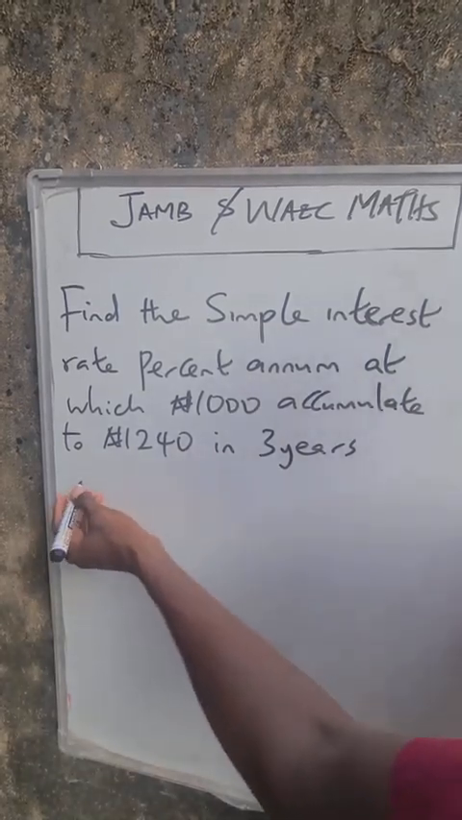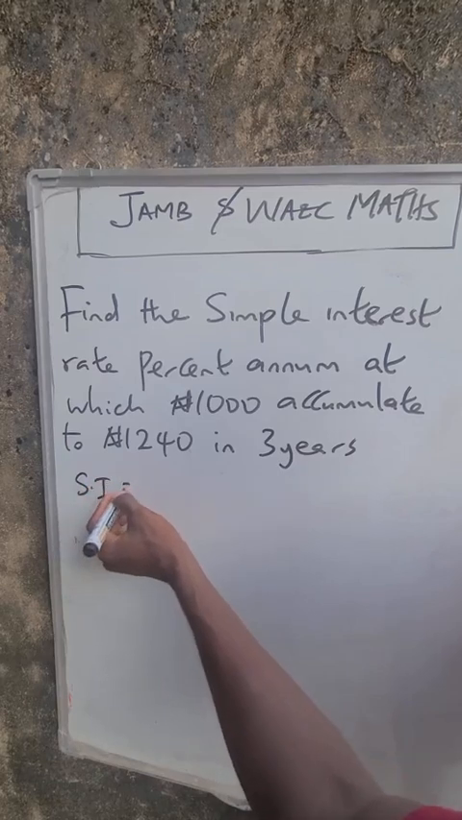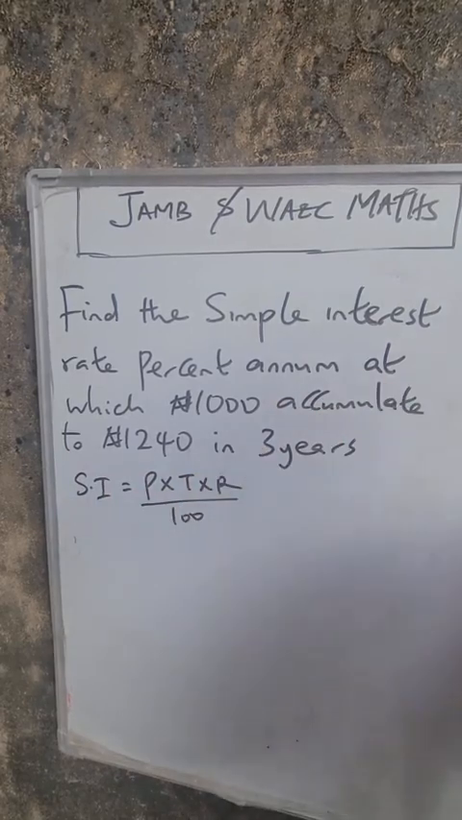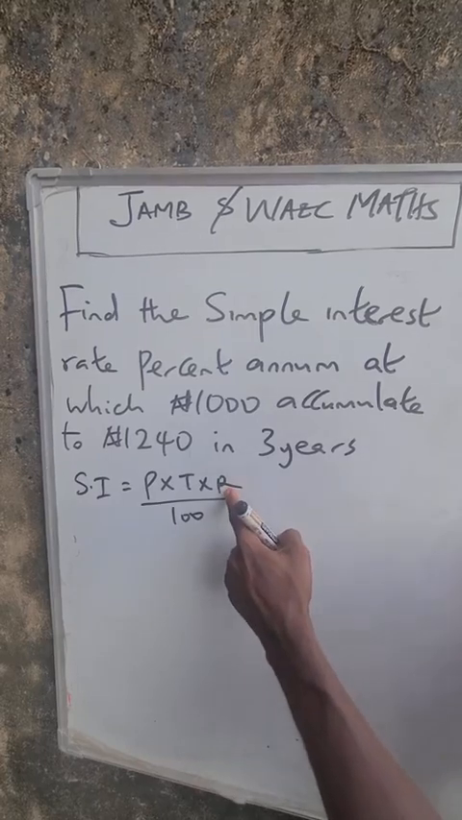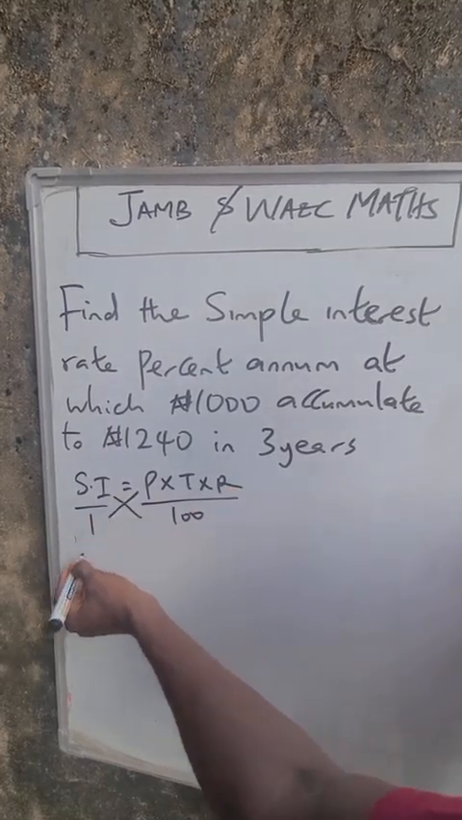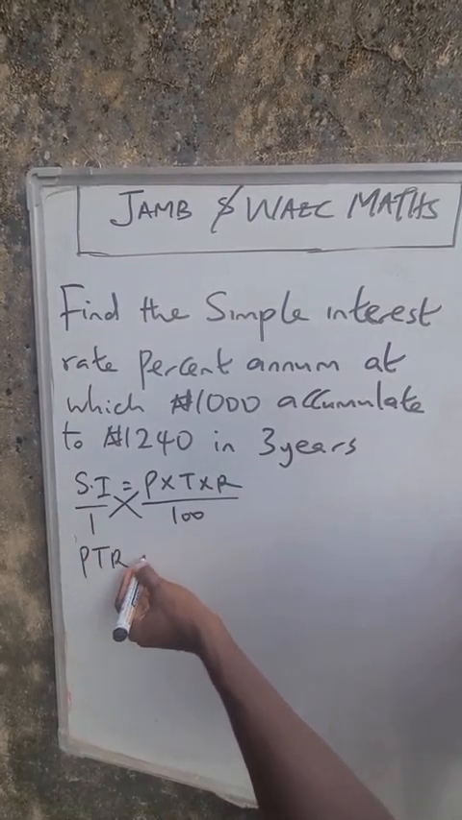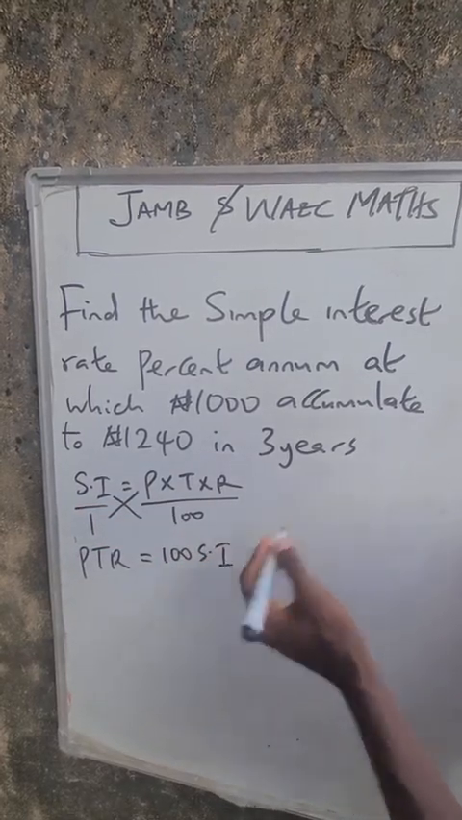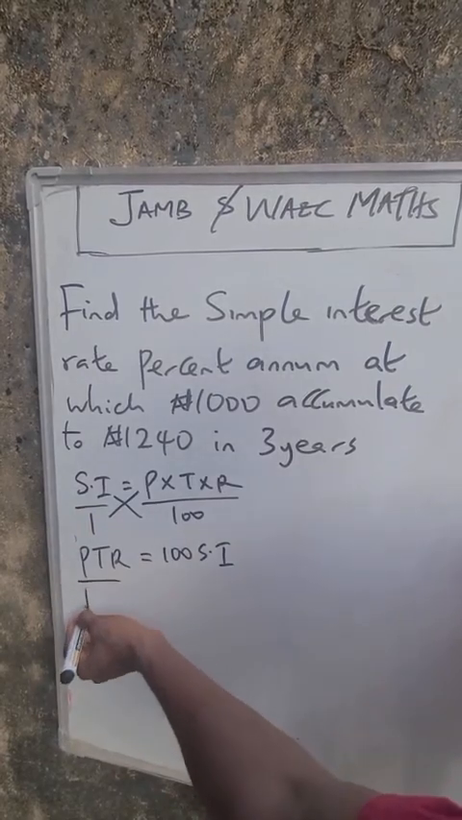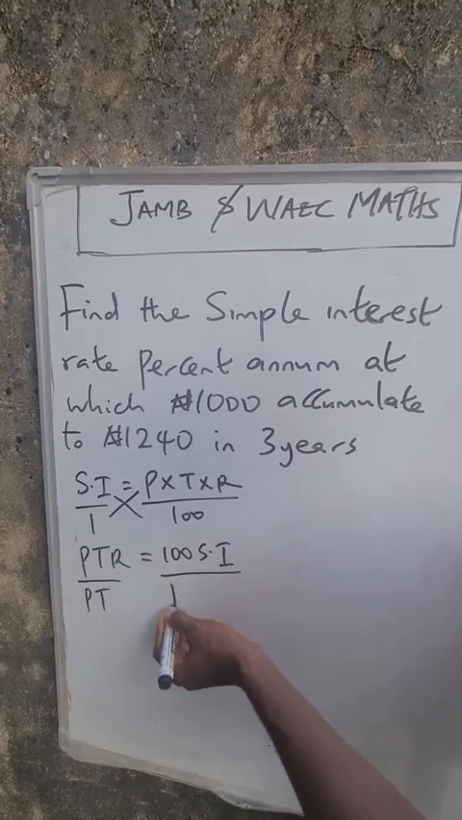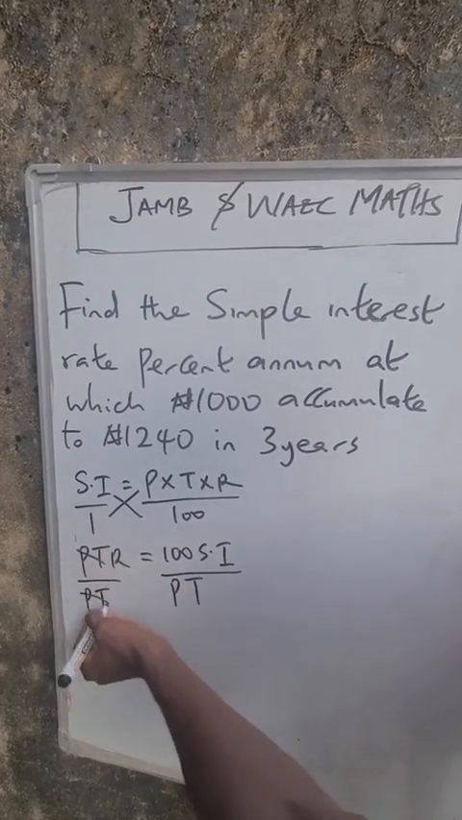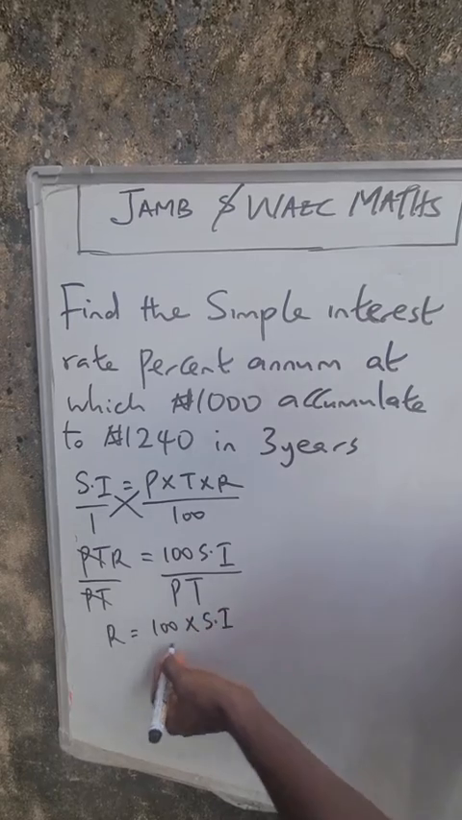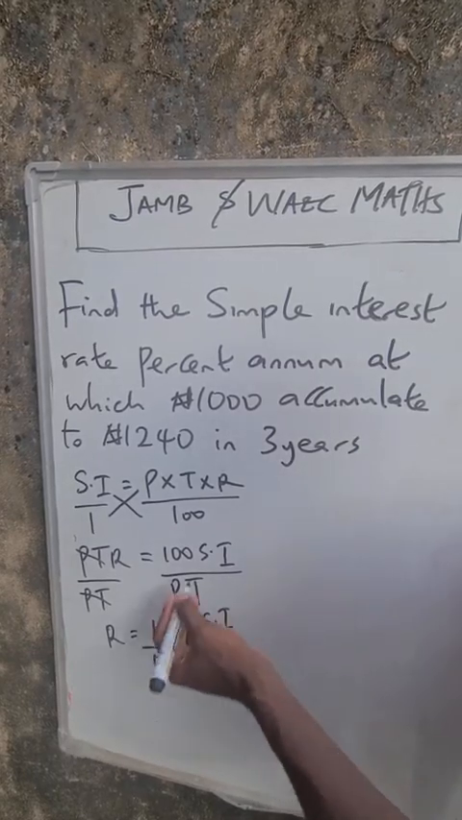Now I want you to remember that simple interest is given by principal times time times rate all over 100. So now we're looking for rate. If we cross multiply this, we have that principal times time times rate is equal to simple interest times 100. Since we're looking for rate, I can divide both sides by principal times time, and when this cancels this, we're left with rate equals 100 times the simple interest all over principal times time.